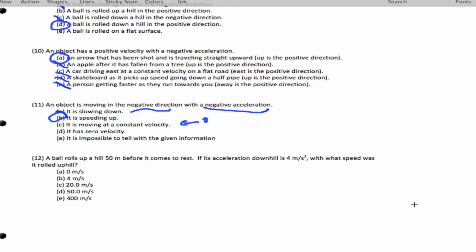Now, number 12. A ball rolls uphill 50 meters before it comes to rest. Its acceleration is downhill, so negative 4 meters per second squared. We want to know what speed it was rolled uphill with. So to do that, I'm going to pick equations, and they don't give me time here, so I'm going to use my formula that doesn't have time.